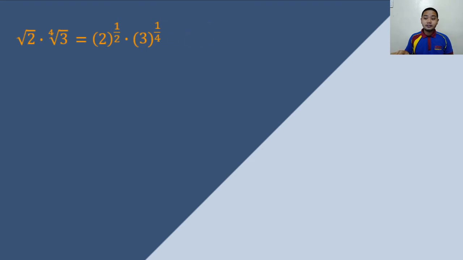So, in this case, ganyan siya. Yung 1/2 magiging 2/4, yung 2 raised to 1/2 magiging 2 raised to 2/4, yung 3 raised to 1/4, same pa rin. Next, i-rewrite natin ito in radical form. So, bali magiging ganito siya.